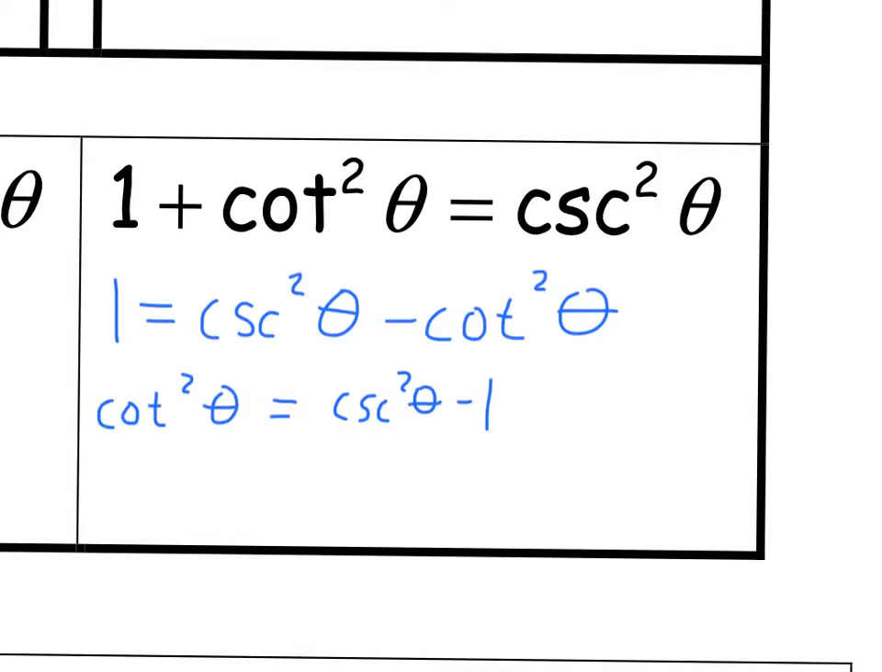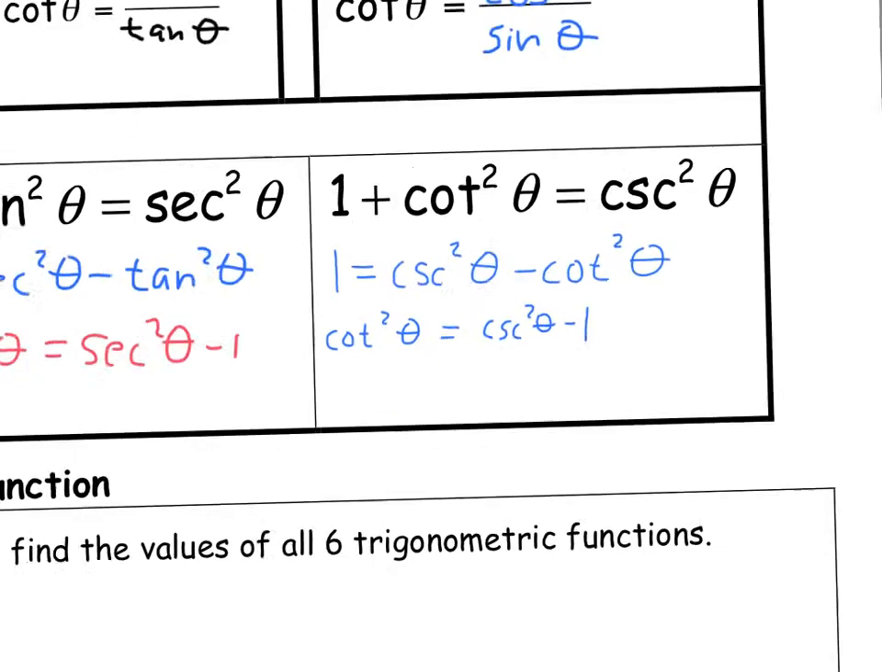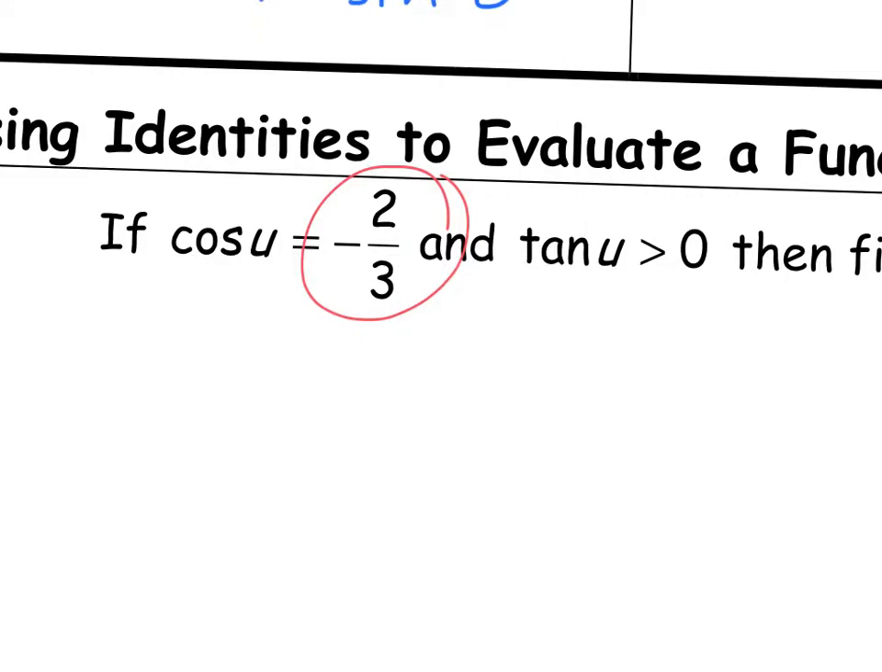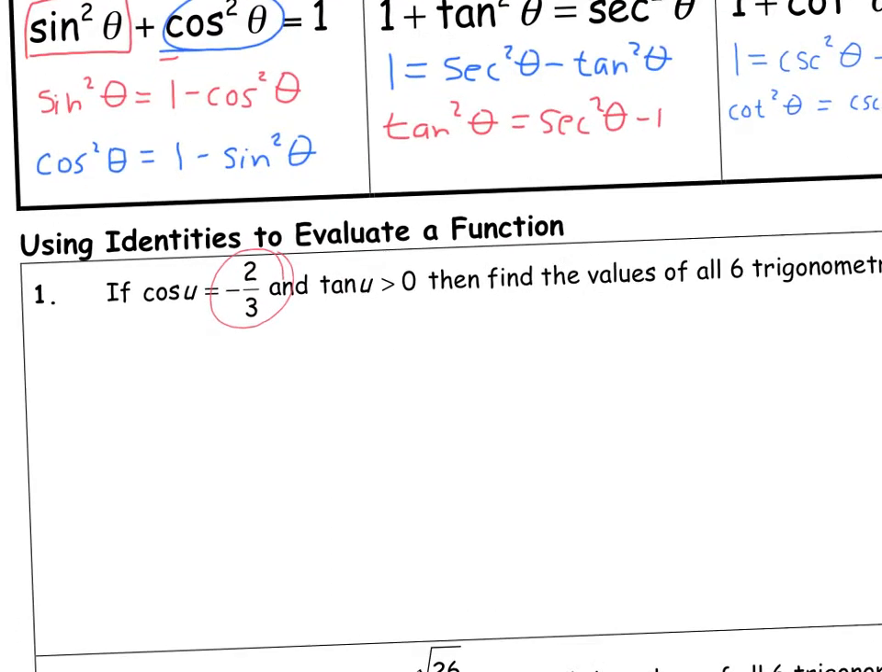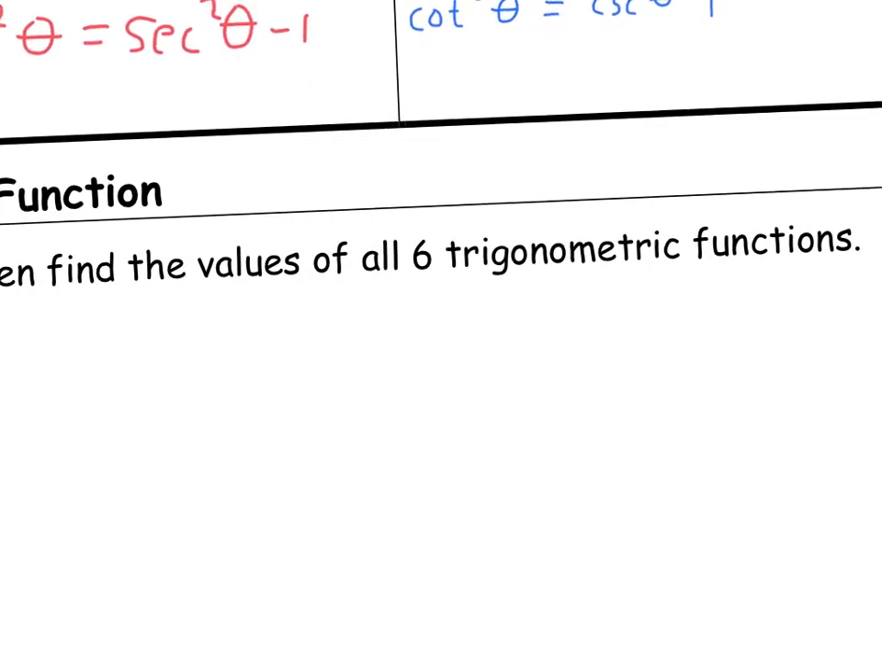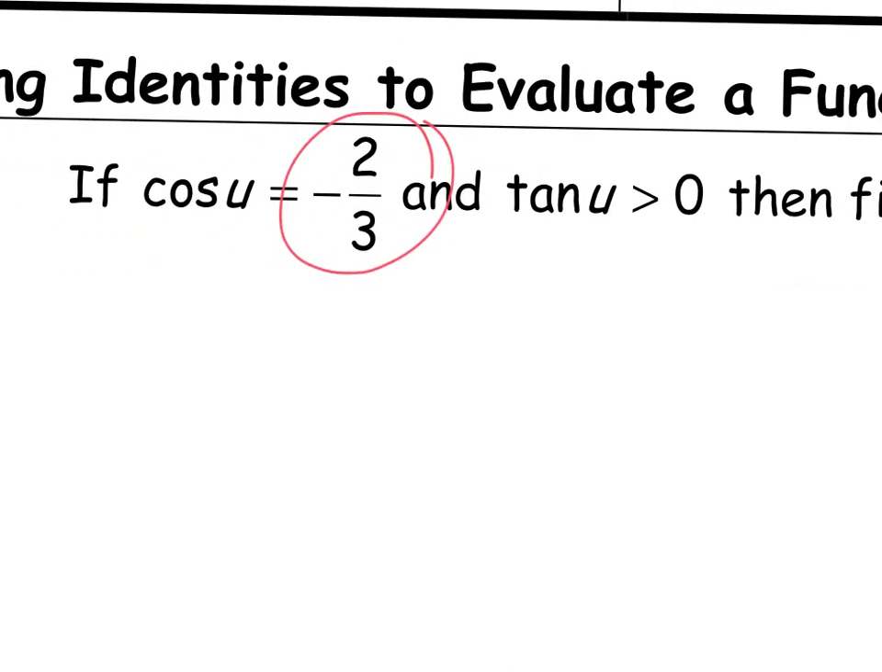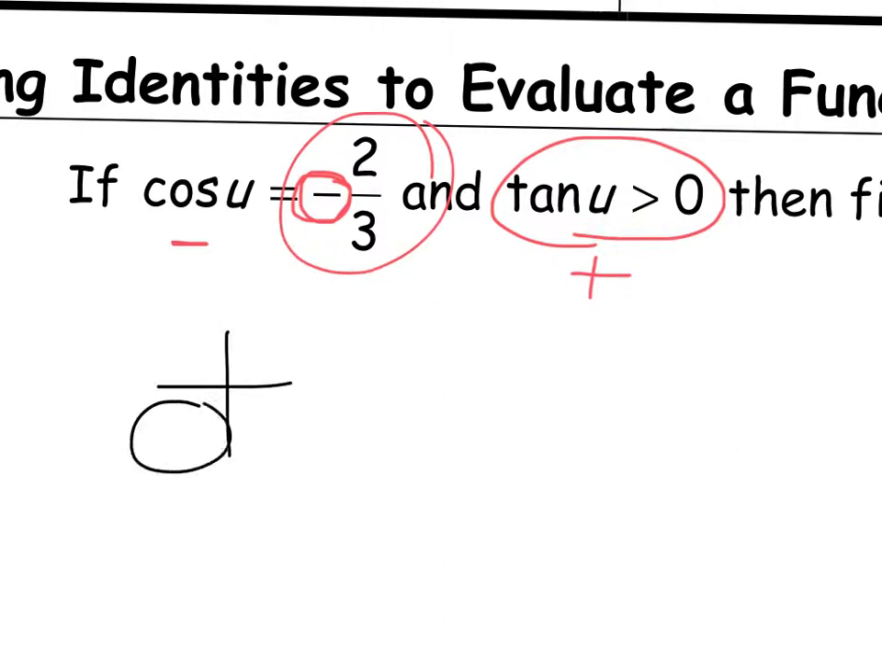So now we're going to use these to find all 6 trig functions. So we're going to find the values of all 6 trig functions. So the first thing we have to consider, number 1, is that my cosine is negative and my tangent is positive. All right, so because of the cosine here being negative and the tangent being positive, it only works in quadrant number 3.